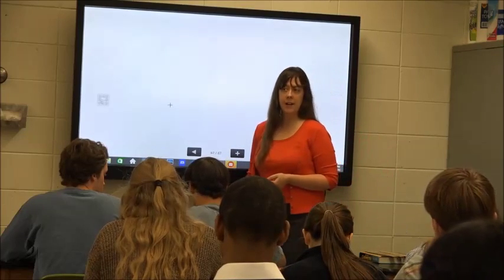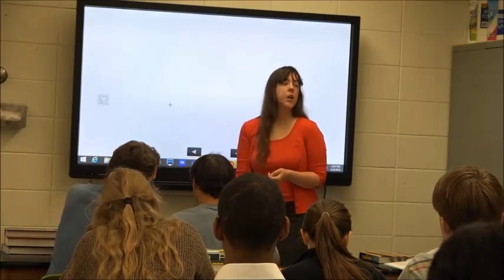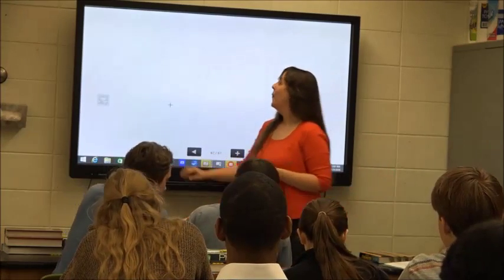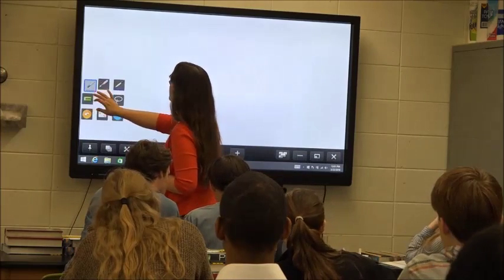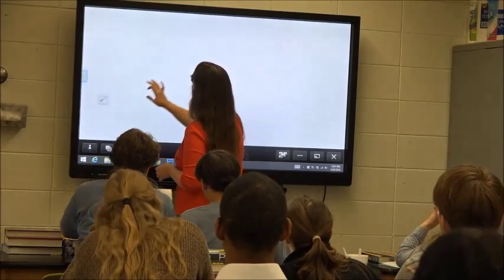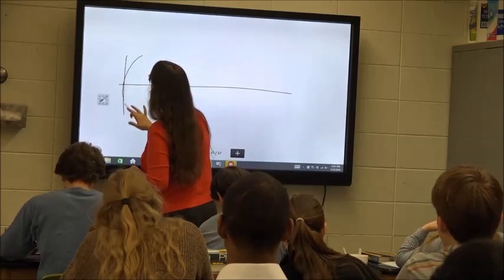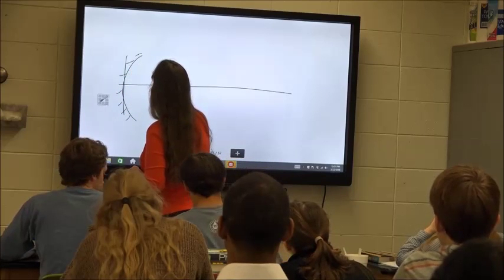Curved mirrors? Concave mirrors? Properties of images. We've drawn an image. We've drawn a picture. We had our concave mirror. We had a focal length.